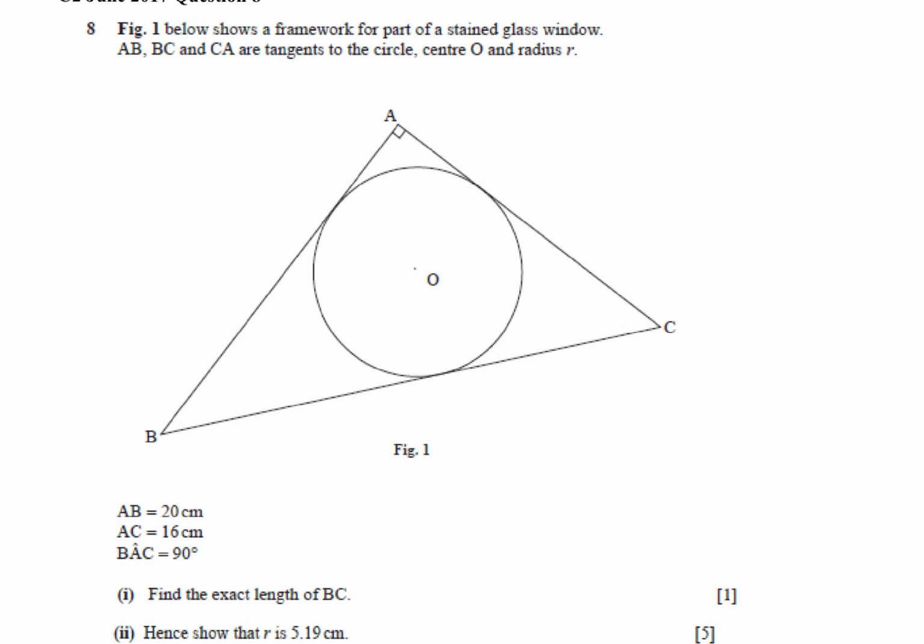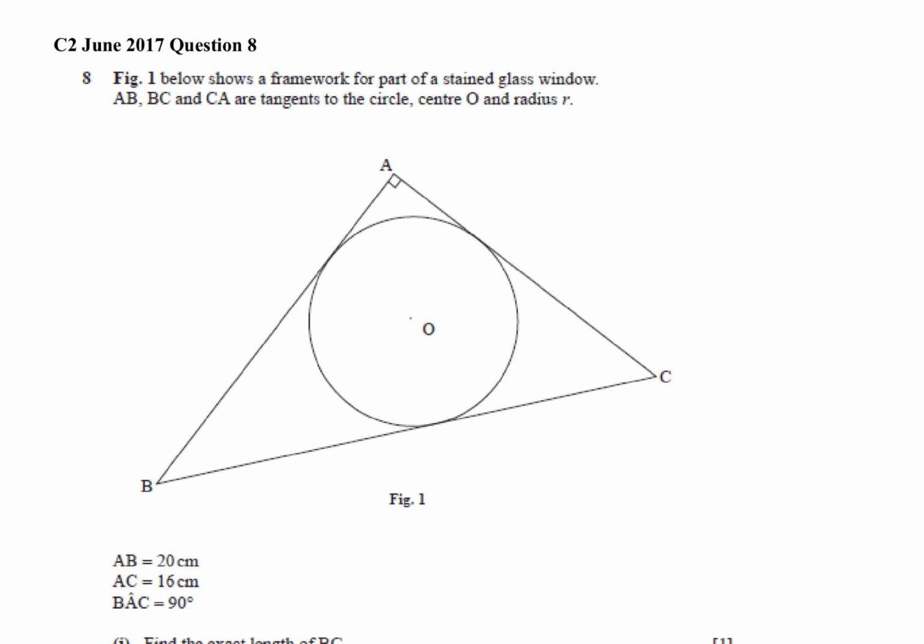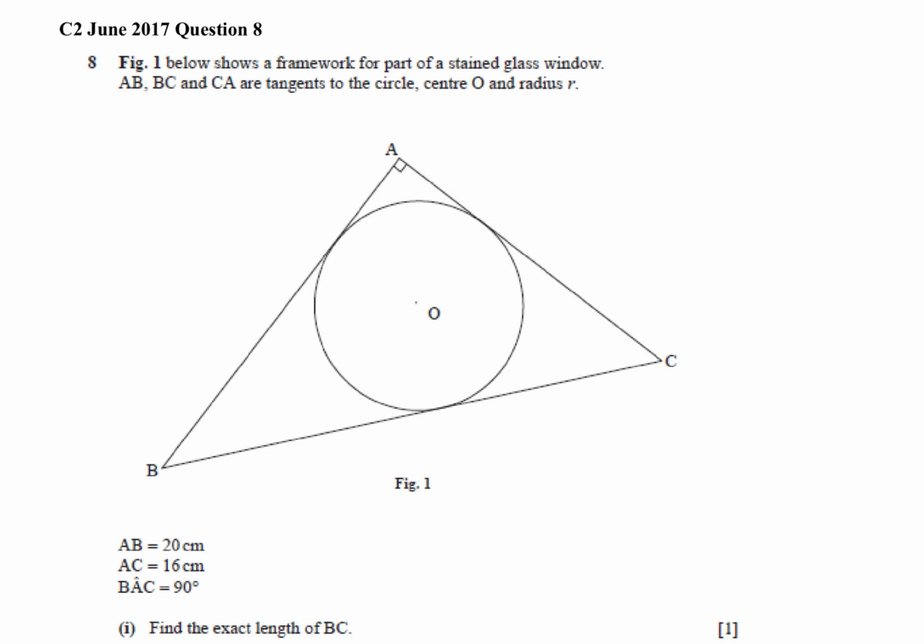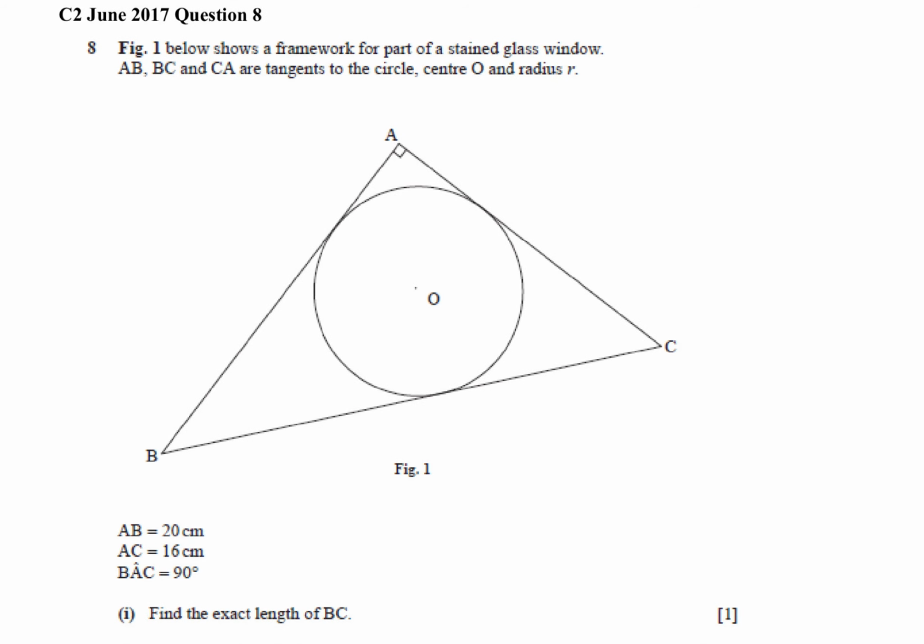It says you've got this shape here, a triangle with a right angle there at A, and you've got a circle inscribed in this triangle. Your AB is 20 centimeters, so it's 20 centimeters here for your AB. Your AC is 16 centimeters. The first bit is very easy. It says find the exact length of BC.